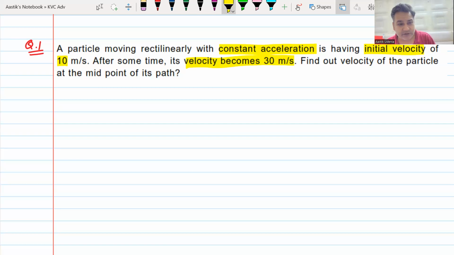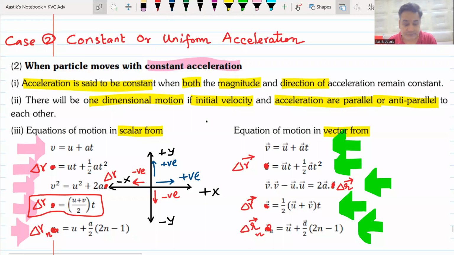So the only option that is left for us, which has initial velocity, final velocity, and velocity at the midpoint of the path. So we are talking about displacements. Initial velocity, final velocity, and displacement. Only one equation has initial velocity, final velocity, and displacement. And which is that equation? Tell me.